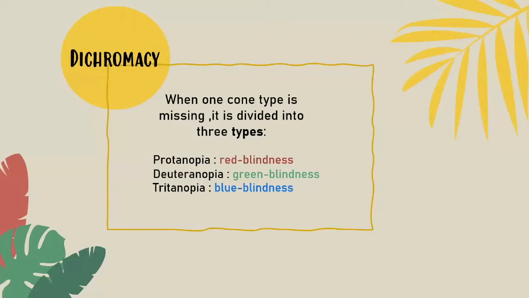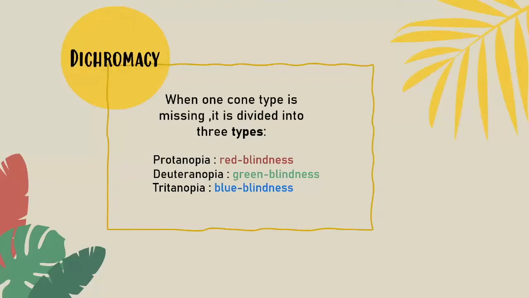The first type is protanopia, which is the missing L cone. This means protanopia individuals cannot perceive red colors. The second type is deuteranopia, which is the missing M cone. This means deuteranopia individuals cannot perceive green colors. The third type is tritanopia, which is the missing S cone. This means tritanopia individuals cannot perceive blue colors.